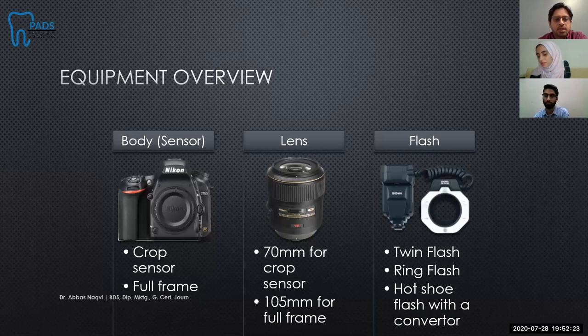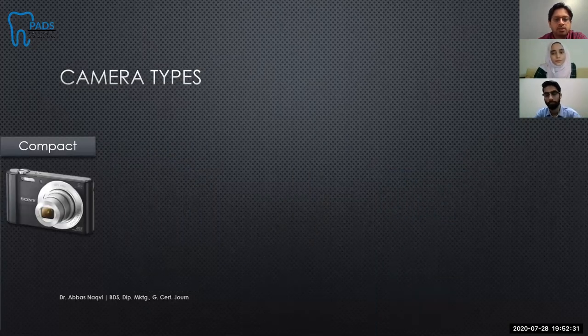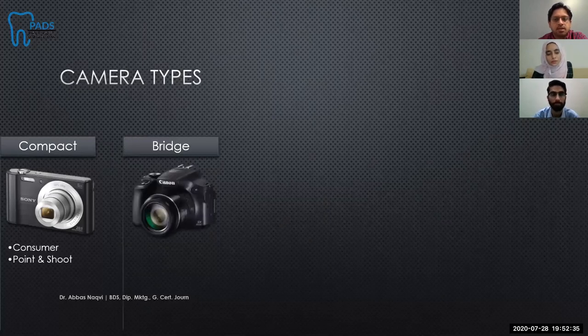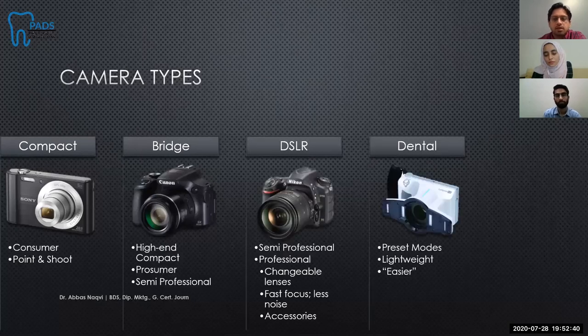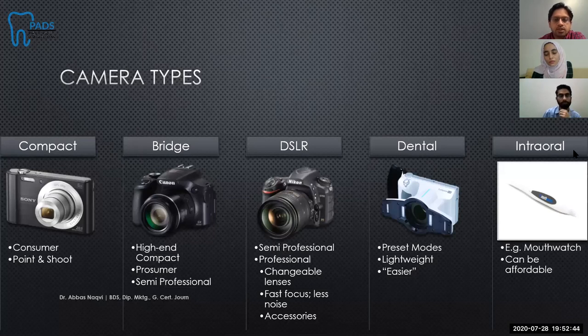Generally, these are the basic camera types: a compact camera, a bridge camera, which is a kind of complicated version of the compact camera, a DSLR. Some companies are selling dental cameras with preset modes. They're very expensive. And obviously, intraoral cameras. These are very important for the case acceptance that I mentioned. But our focus of discussion is the DSLR.